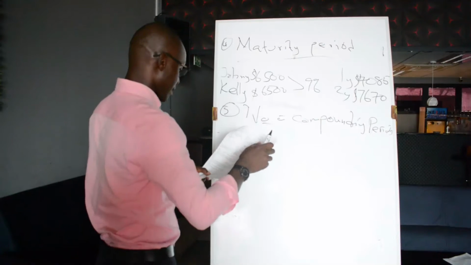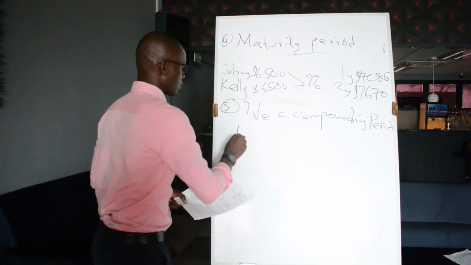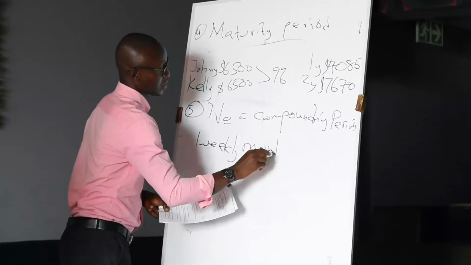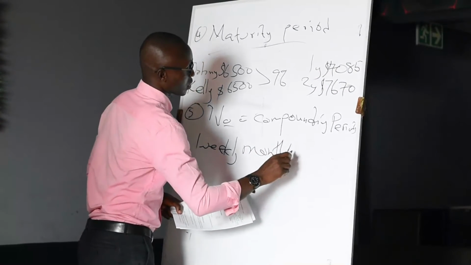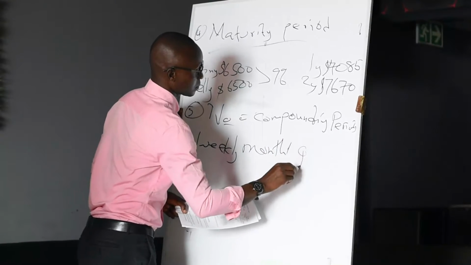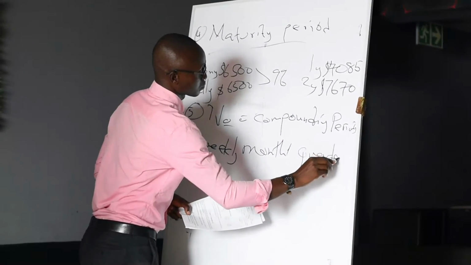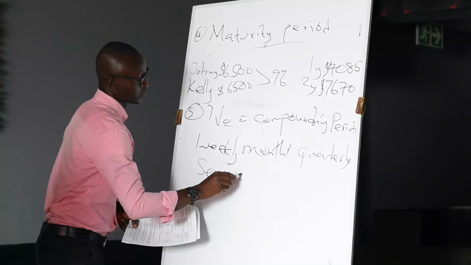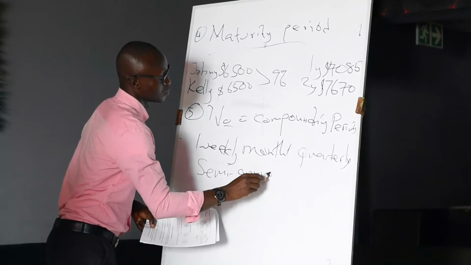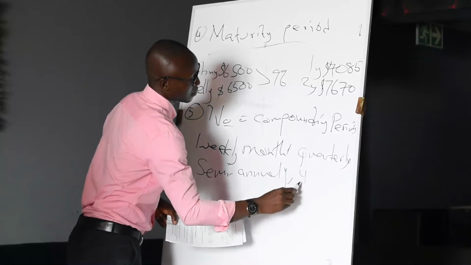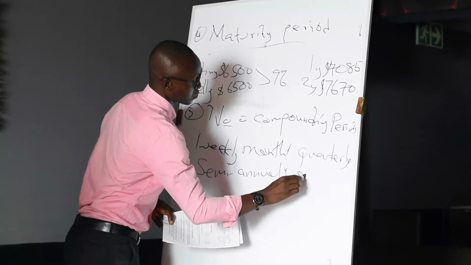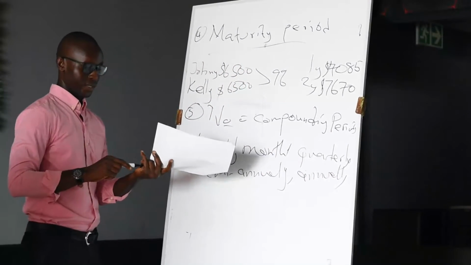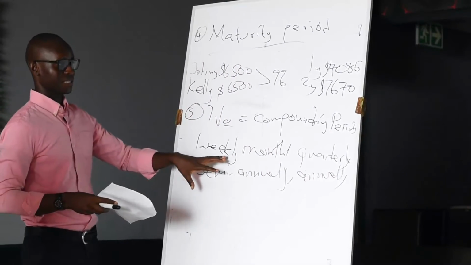Okay, so let's do this. In investment, you can get weekly, monthly, and then quarterly, and then semi-annual, and then annual or yearly. These are the compounding conditions or periods in investment.